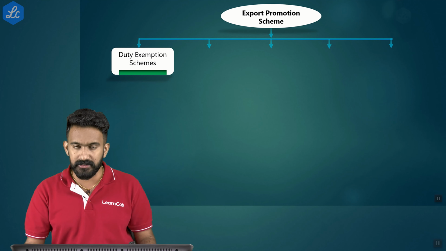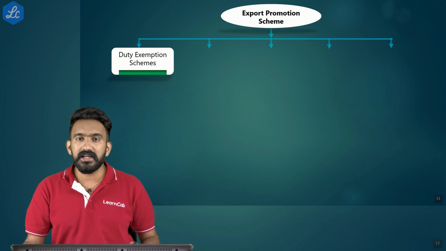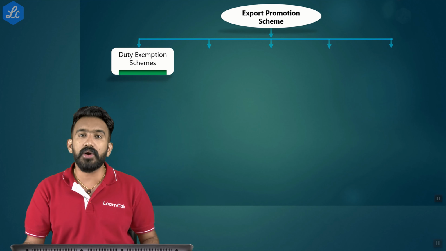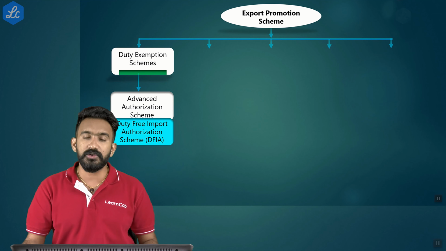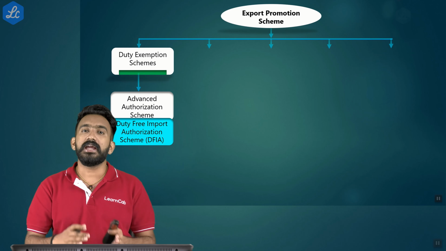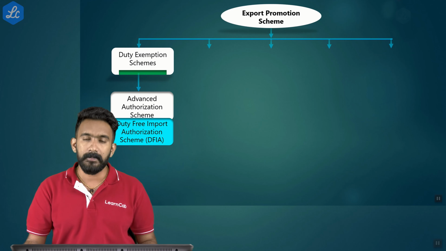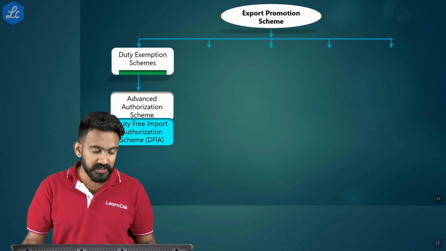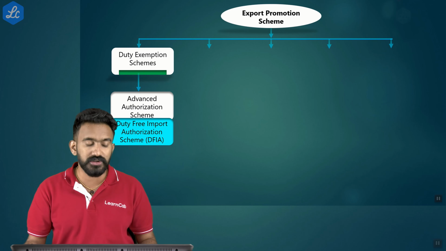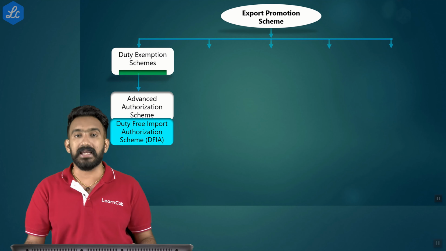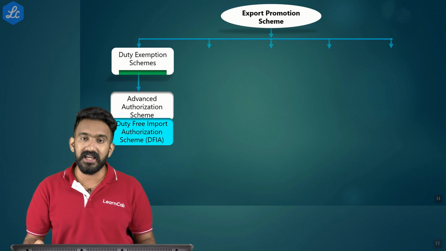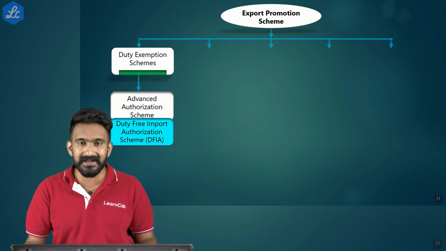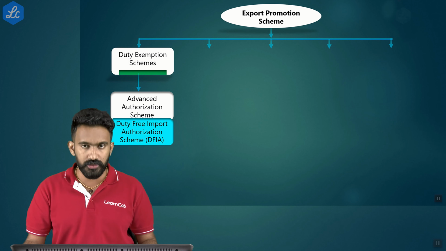Exemption is different from remissions, wherein there are certain schemes which gives exemption on customs duty on import of inputs which are used in turn for export of certain goods, and these schemes are Advanced Authorization Scheme and Duty Free Import Authorization Scheme, which we call as DFIA. These two schemes gives exemption on import of inputs which are used in manufacture of export goods.